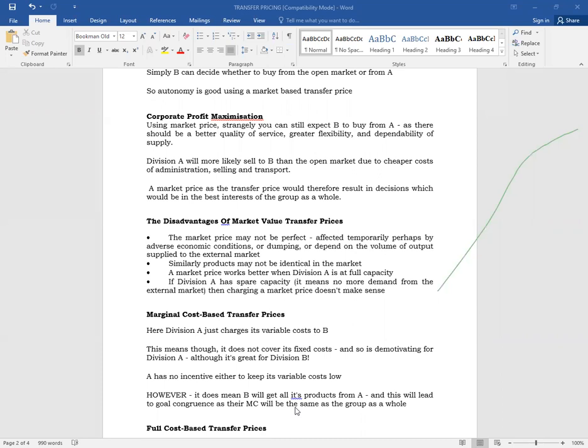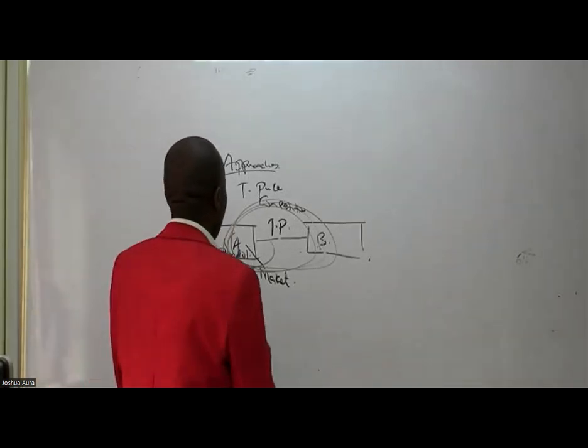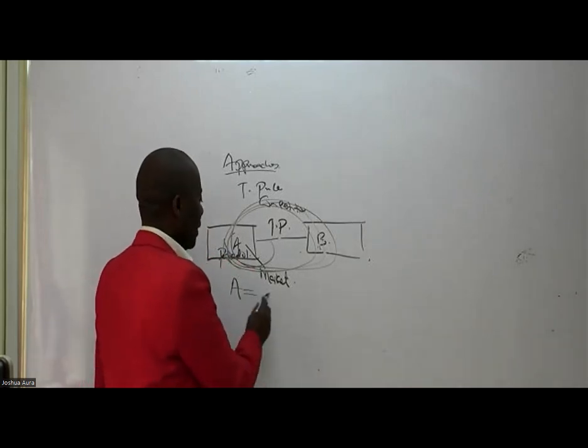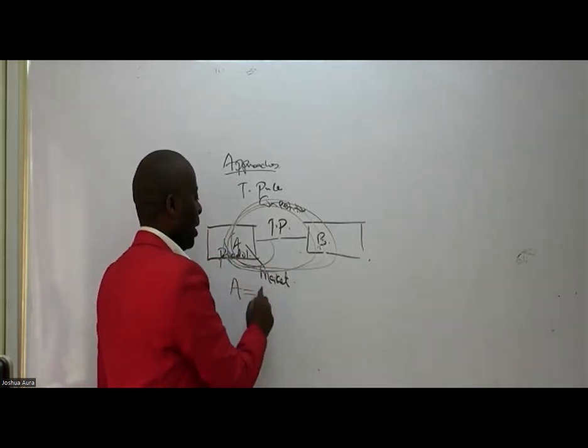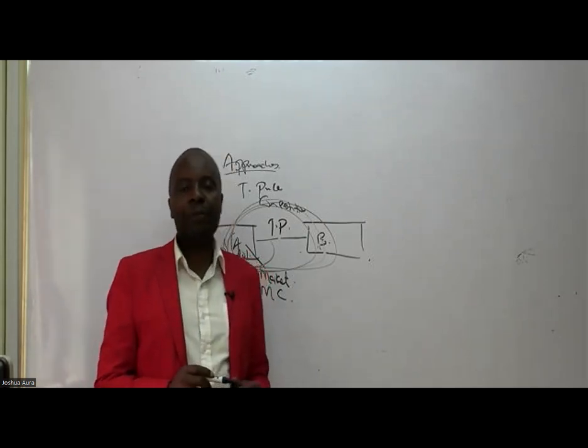Atieno says yes. All right. Now, from there, we have what we call marginal. It's only one student who has said yes. Marginal costing. When they talk of marginal costing, ladies and gentlemen, we have A here. A, in this case here, goes ahead to charge B marginal cost over what they produce.